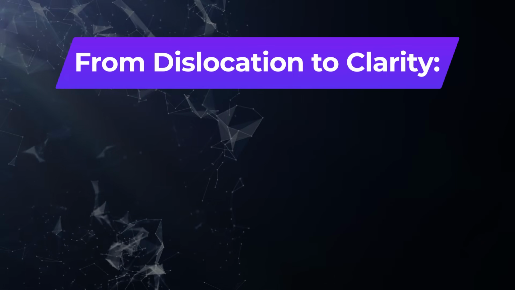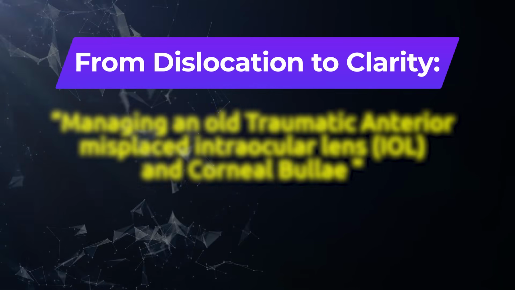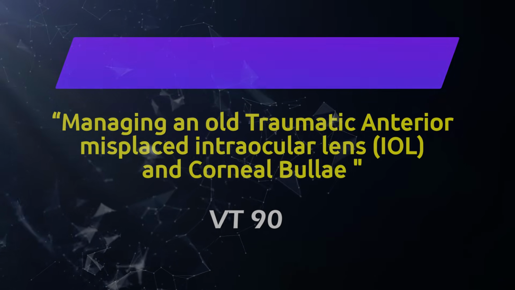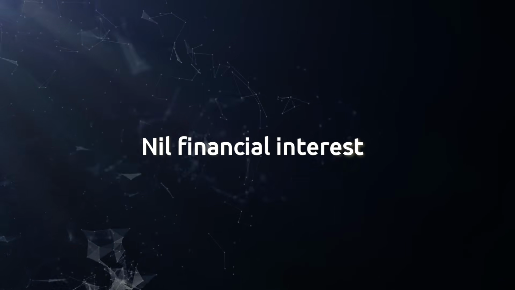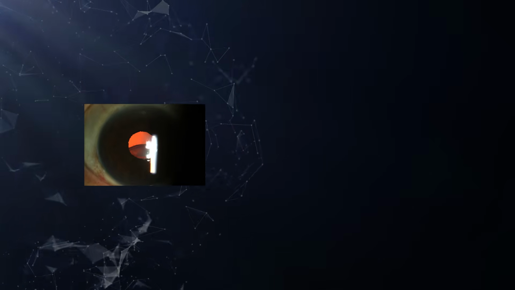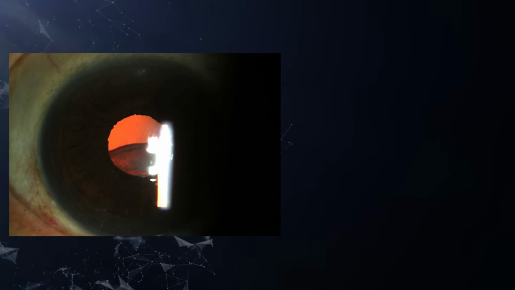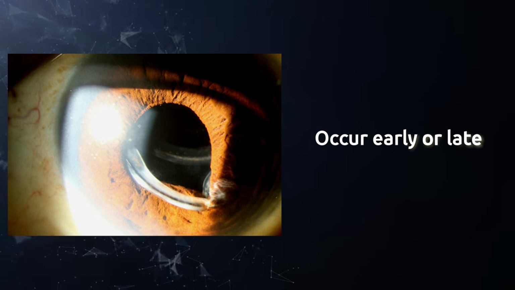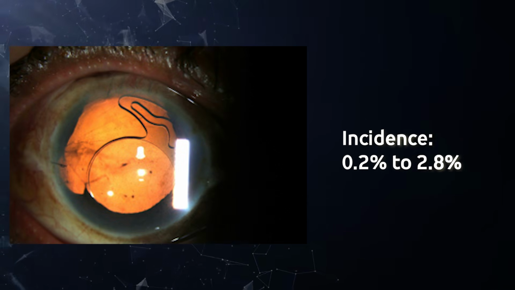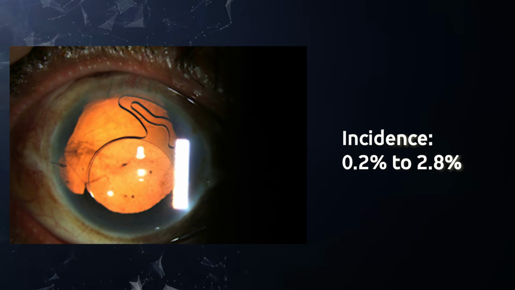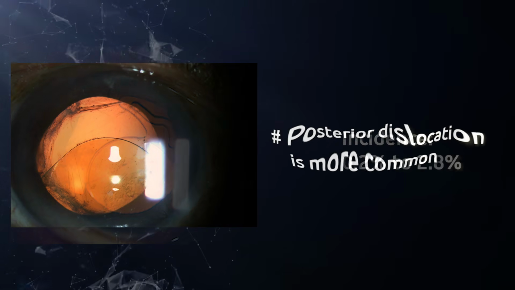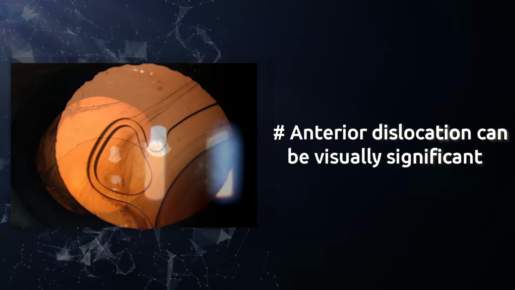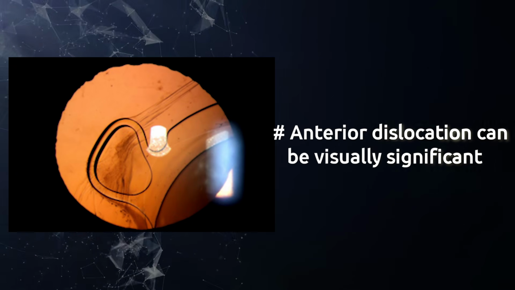From dislocation to clarity: managing an old traumatic anterior misplaced intraocular lens and corneal bullae. Intraocular lens, or IOL, dislocation is a known complication of cataract surgery, which may occur early or late, with an approximate incidence of 0.2% to 2.8%. Although posterior dislocation is more common, anterior dislocation can be visually significant.